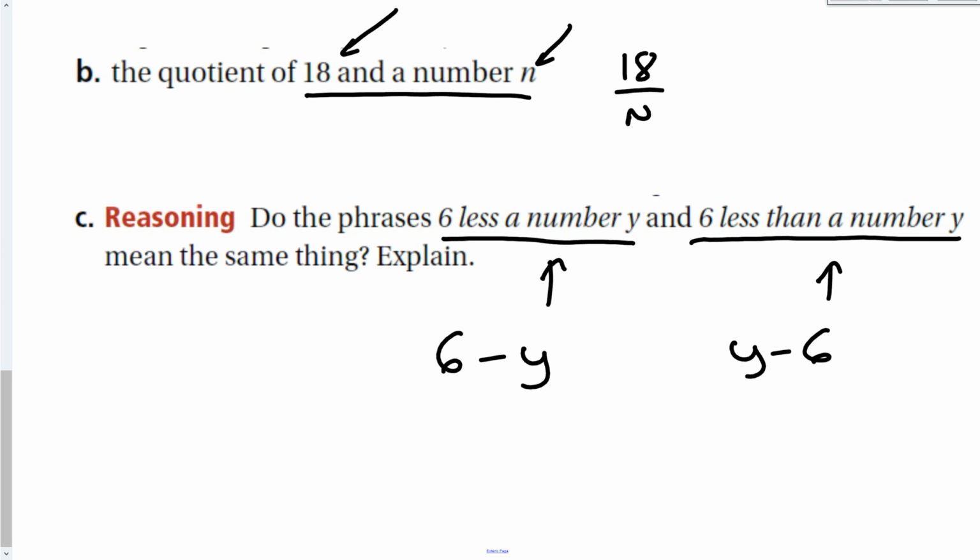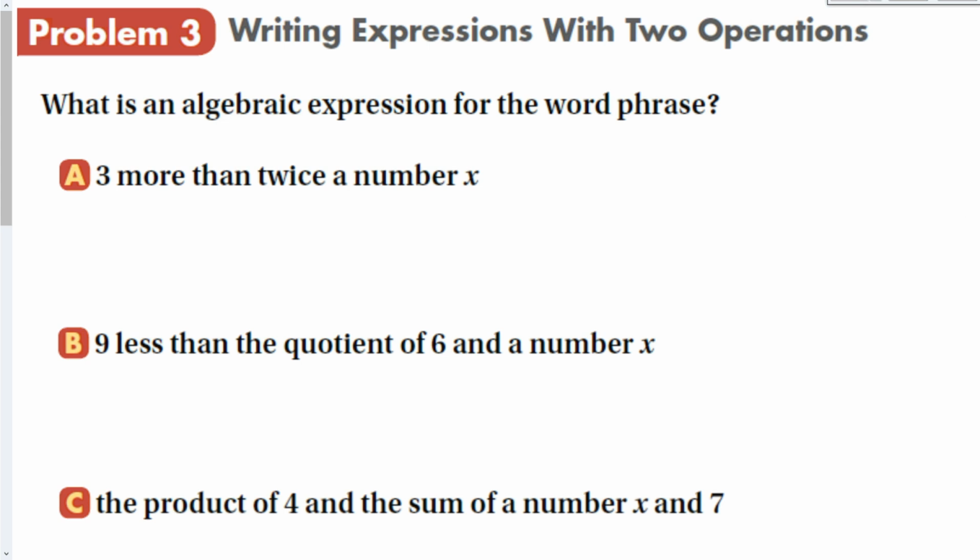Okay. So let's make it a little more complicated here and write expressions with two operations. So now we have to have two things going on. So here's our first thing, 3 more than twice the number x. Okay, so 3 more than means that we're going to add something, and twice the number x means that we're going to make something twice as big. And the way we make something twice as big is to multiply it by 2. So we're going to take 3 plus 2x.